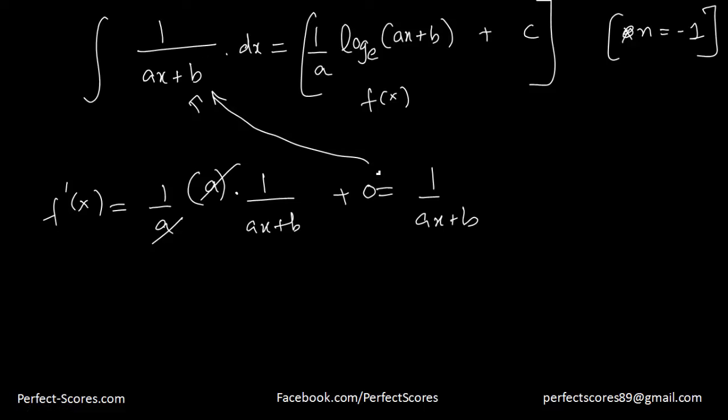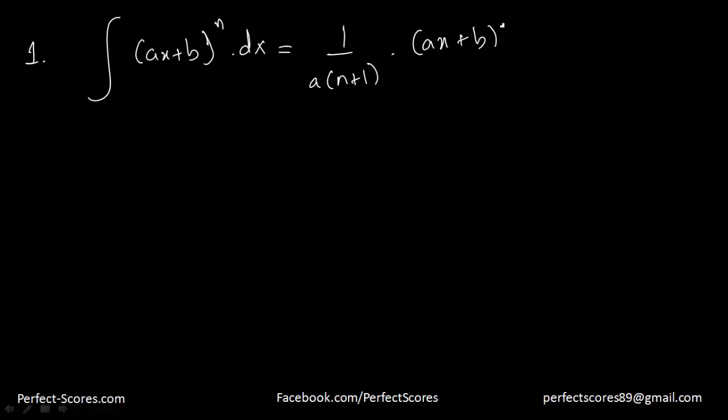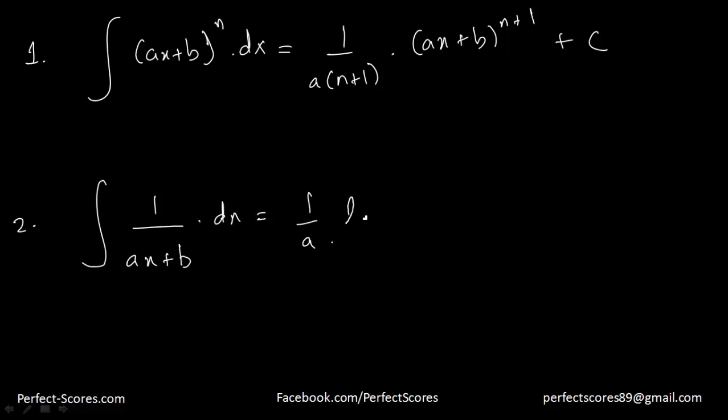So that means the first point is that the integration of (ax + b) raised to the power n dx is equal to 1 over a into (n + 1) into (ax + b) raised to the power n + 1 plus c. And the second point is that the integration of 1 over (ax + b) dx is equal to 1 over a into log of (ax + b) to the base e plus c.